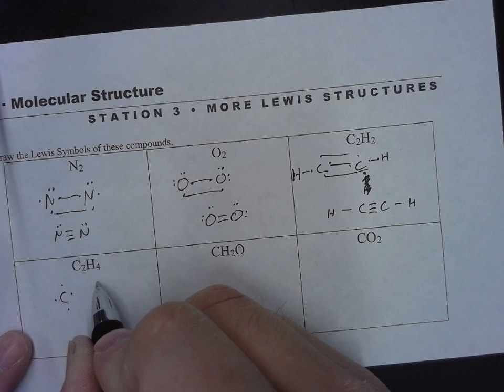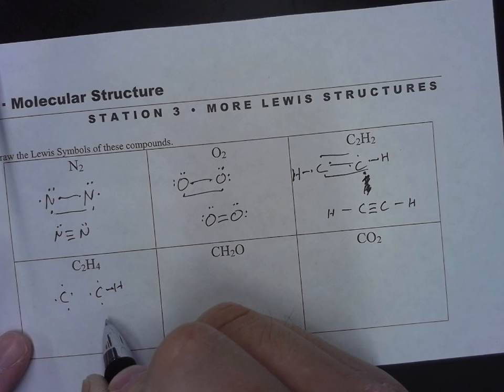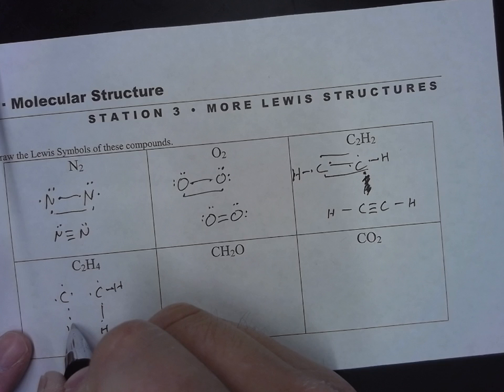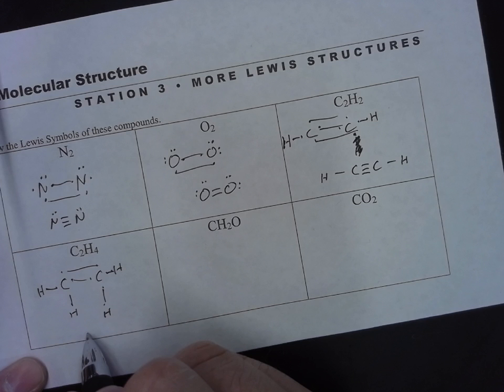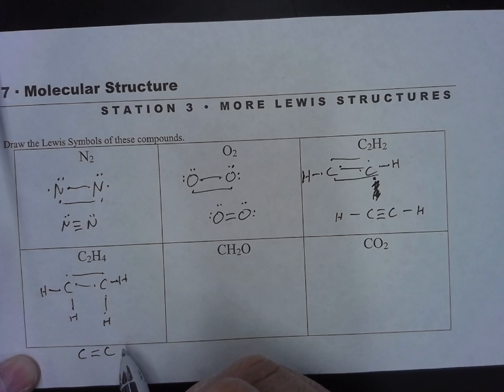C2H4. Just pick 4 places to put H's. 1, 2, 3, 4. That gives us 2 bonding sites left for carbon. So carbon with a double bond. I'll draw it down here. Hopefully you guys can see it. Carbon with a double bond. And then 4 H's. Okay.